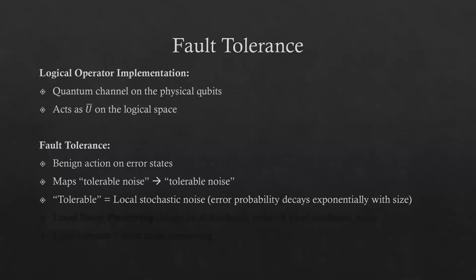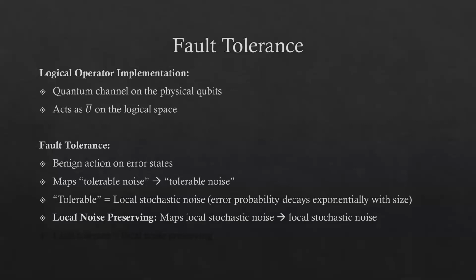In particular, we consider a particular context in which tolerable noise is relevant. That is, we consider tolerable noise in this context to be local stochastic noise, meaning stochastic noise where the probability of errors decays exponentially with the size of the errors. This is a relevant regime since significant fault tolerance work has been done with local stochastic noise, and a number of threshold theorems have been proven for classes of codes such as concatenated codes, topological codes, and LDPC codes. This means that it's common to work in a regime where we assume that local stochastic noise is tolerable and choose codes accordingly. We thus consider fault-tolerant logical operator implementations with respect to local stochastic noise. These, therefore, are local noise-preserving channels, which we define to be quantum channels that map local stochastic noise to local stochastic noise.